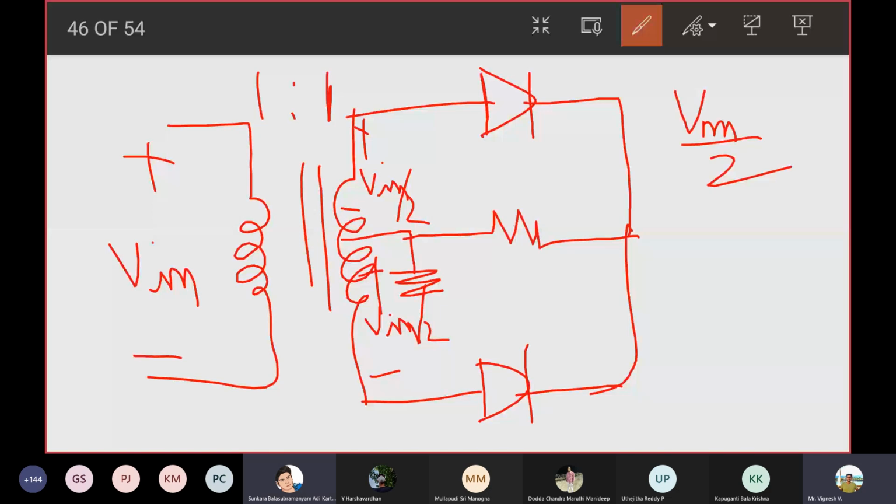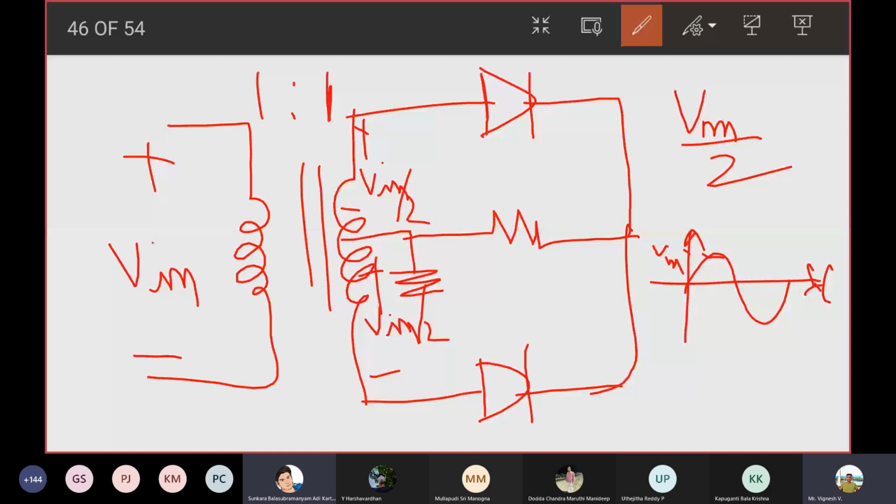I mean, the full wave rectifier and transformer depend only on the number of turns. What is your question? Ask clearly, please. Sir, for center tapped means taking the turns ratio as 1:1, that only, no, sir?